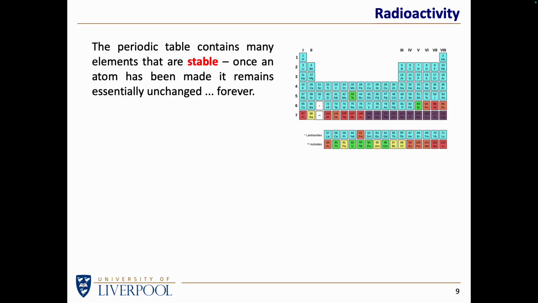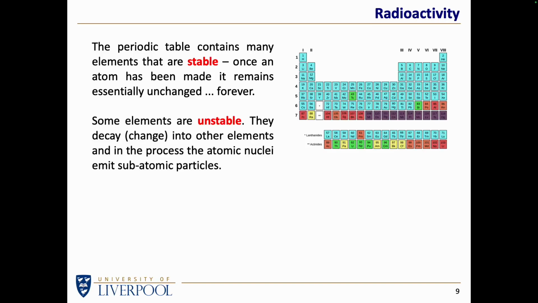Now, some of the elements in the periodic table are stable. In other words, when you make an atom of some things, that atom lives forever. You might be able to add an electron or take away an electron, but basically the atom lives forever. It is stable and will not change. But there are some atoms in the periodic table that are unstable. In other words, they don't like being what they are. They want to change into something else.